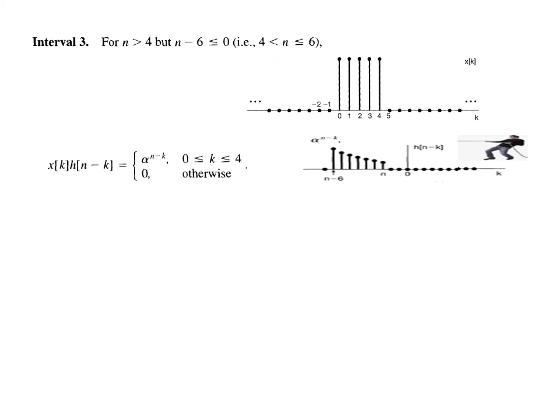And now we can write the equation, because a power n minus k multiplied by 1 will be a power n minus k, and 0 otherwise. This is for the overlap. Now here again, how did we get this limit? We draw the box for overlap.